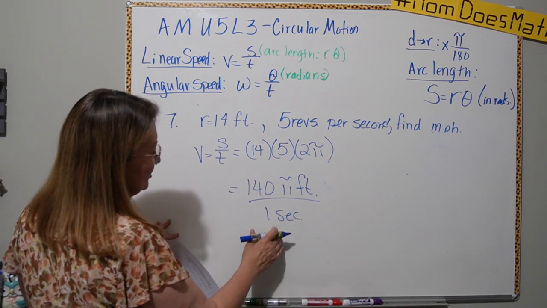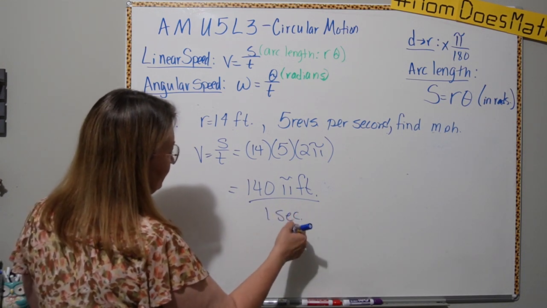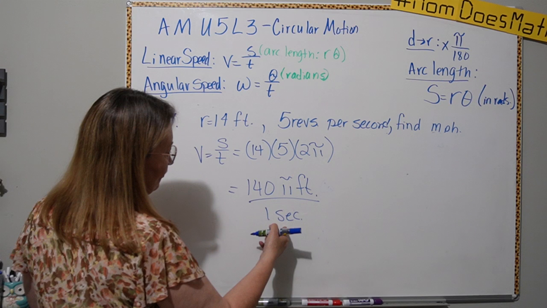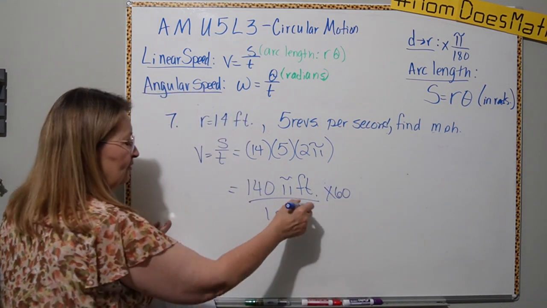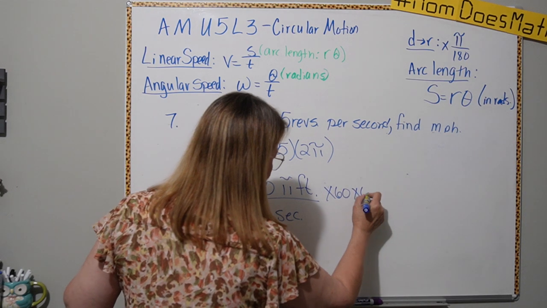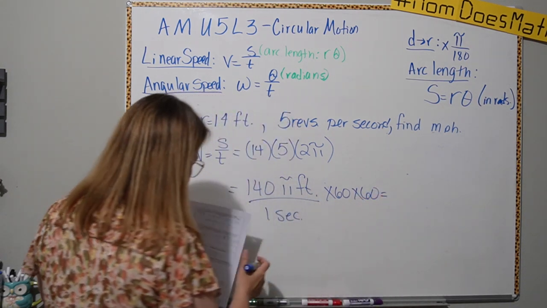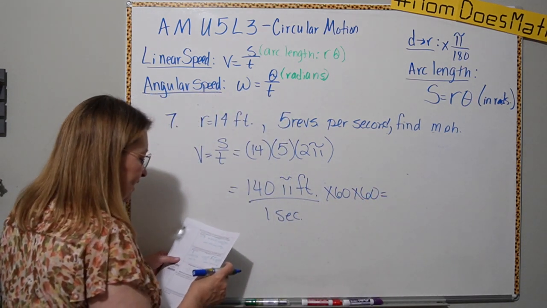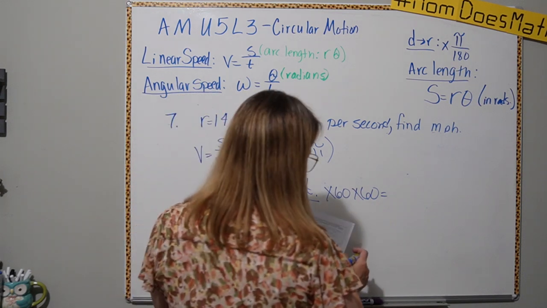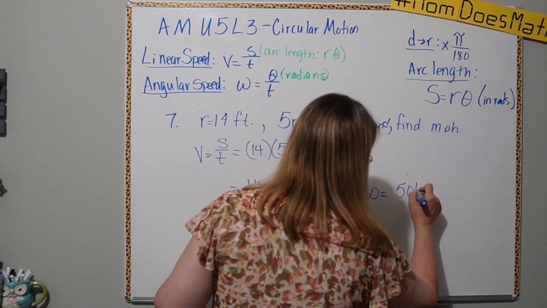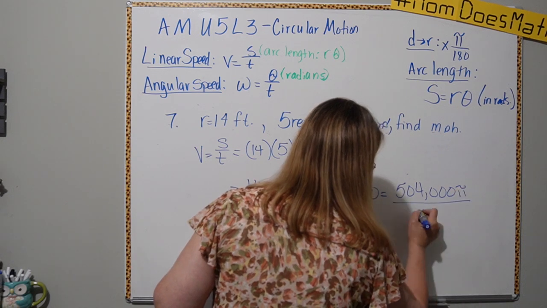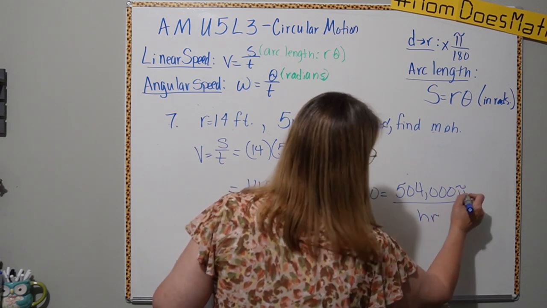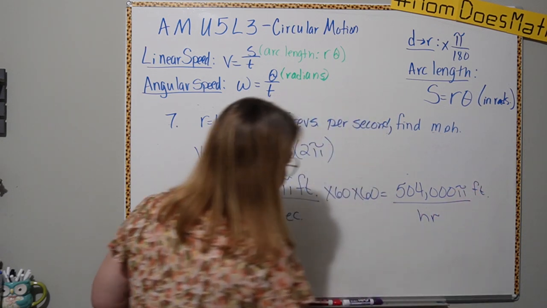Well, since this is per second, let's see how many feet it goes in an hour. So from second to minute, I would multiply times 60. And then from minute to hour, I would multiply times 60 again. So what that's going to get me is 504,000 pi. And this is per hour now, but it is still feet.